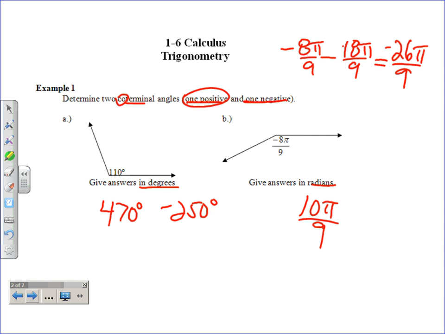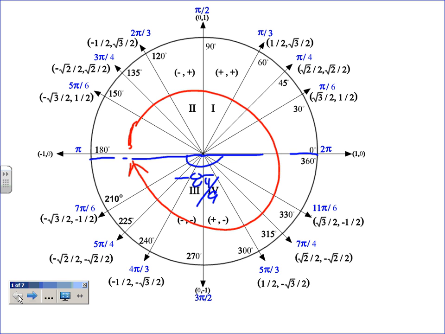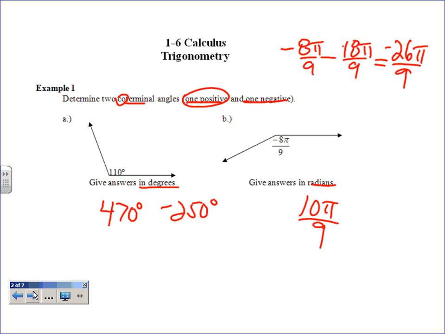Can we reduce that at all? Does that break down at all? No, that's about as good as we're going to do. So negative 26 pi over 9. Again, are those the only answers? No, they're probably just the easiest to get to.